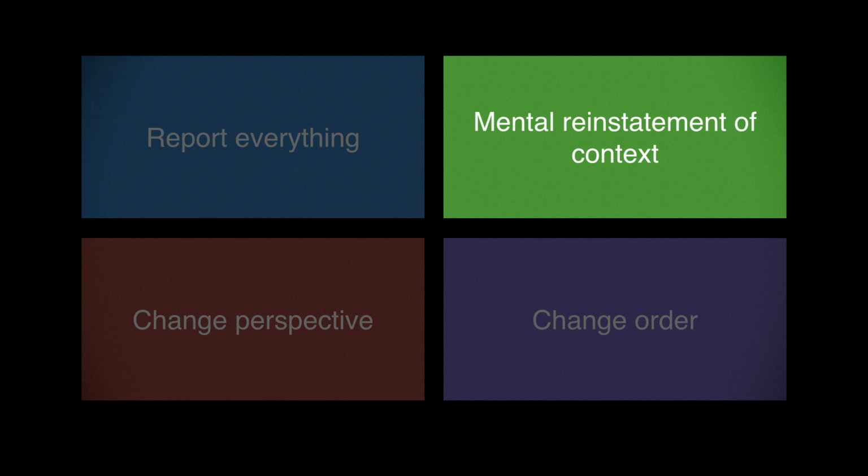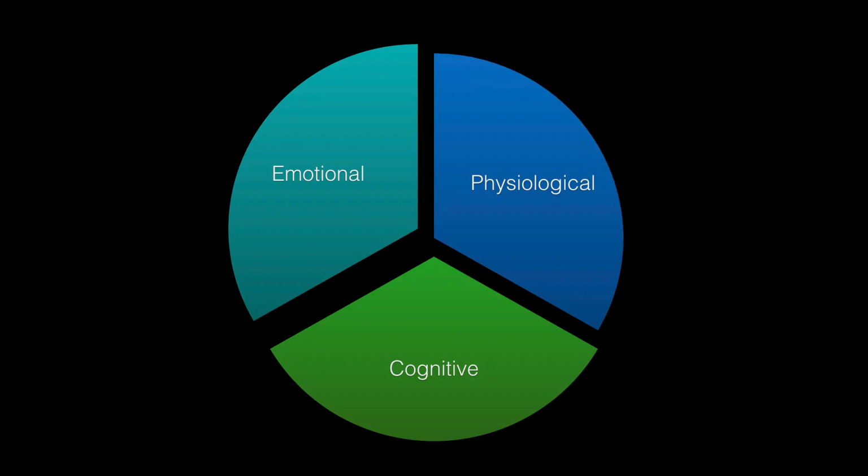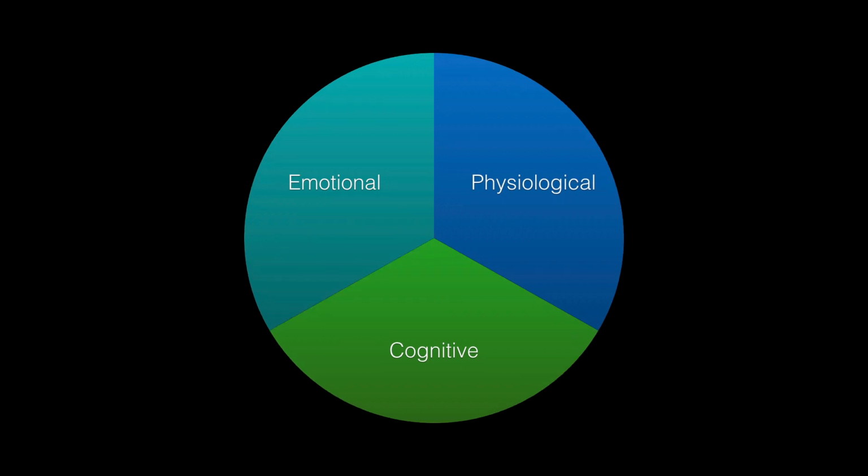The next mnemonic is the mental reinstatement of context, and this consists of asking witnesses to mentally recreate the event they're trying to recall. Witnesses are encouraged to recreate the physiological, cognitive, and emotional states that were present at the time of the event. This technique is based on the premise suggested by Tulving and Thompson in 1973 that memory retrieval is more efficient when the context of the original event is recreated through recall.